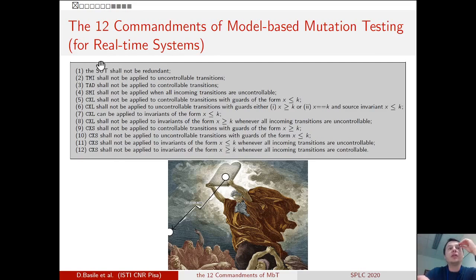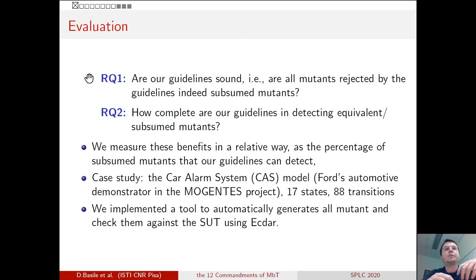One other thing to note here is that the first commandment is more of a requirement. We require that the system under test shall not be redundant. Redundant means that we have dangling transitions, dangling states. In general, we don't want to have such a model for each possible use that we want to make of this model, whether this will be model checking or model-based testing. So this is more of a requirement rather than a specific commandment.